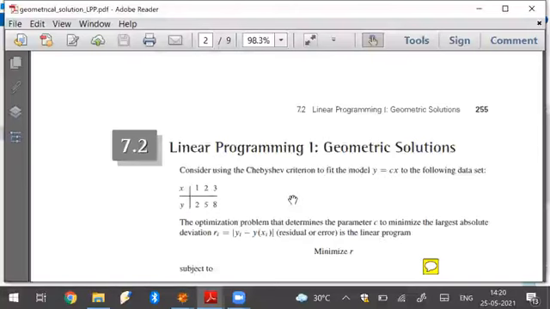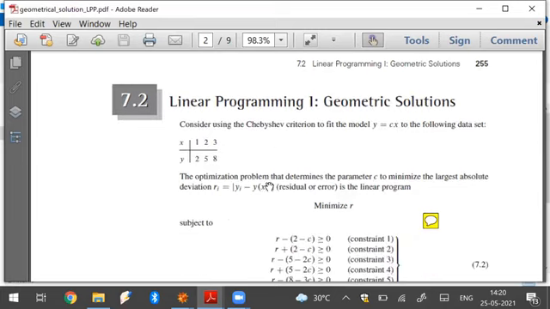As we have done in the interpolation problem, the original function form is not known to us. Given a data set, we just have to approximate, or fit a curve which will fit the data accurately. That is the main aim here, and for this purpose, out of various criteria, we are following the Chebyshev criteria to fit the model. This is our y equal to, the approximate data curve to the following data set, and the optimization problem that determines the parameter c.